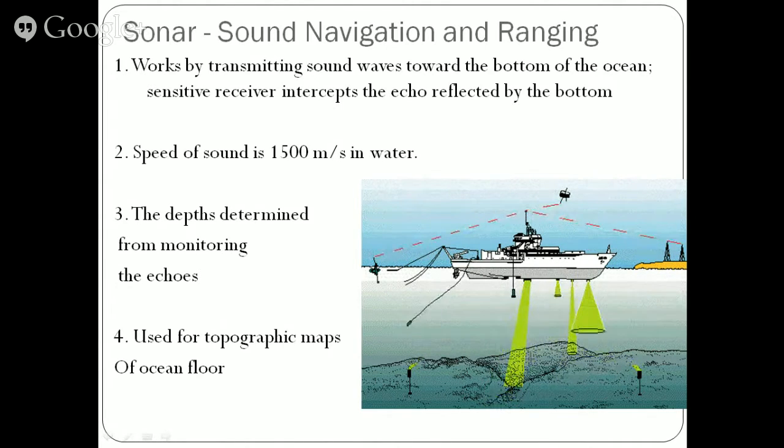Now, we know that sound travels in waves. So what ends up happening is they bounce it off the bottom of the ocean floor. It bounces back, and they're able to determine the depth by the speed of sound. Now, we know the speed of sound is about 1,500 meters per second in water, so we're able to determine how deep that water is. Once we find out the depth readings, we use that information to create topographic maps of the ocean floor and show us what it looks like.